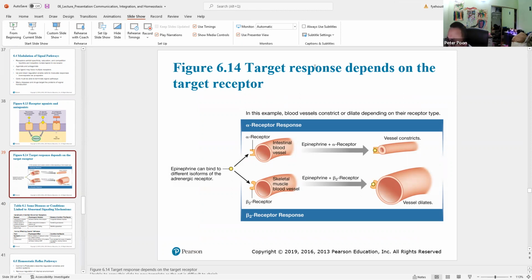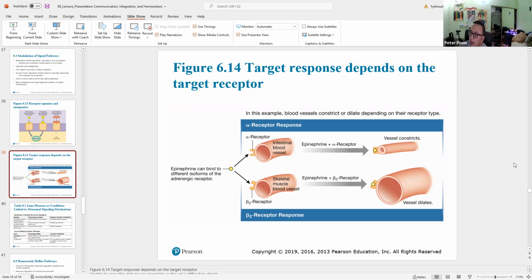Okay, so the target response depends on the target receptor. Epinephrine can bind to different forms of the adrenergic receptor, the alpha receptors and beta receptors. Alpha receptors cause vasoconstriction. Beta receptors cause vasodilation.